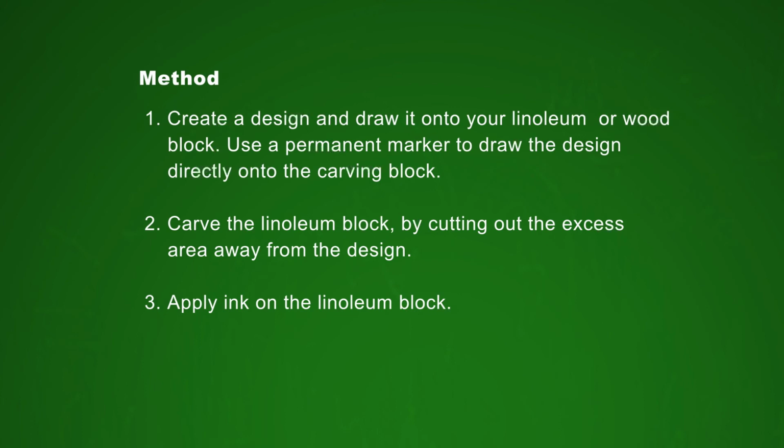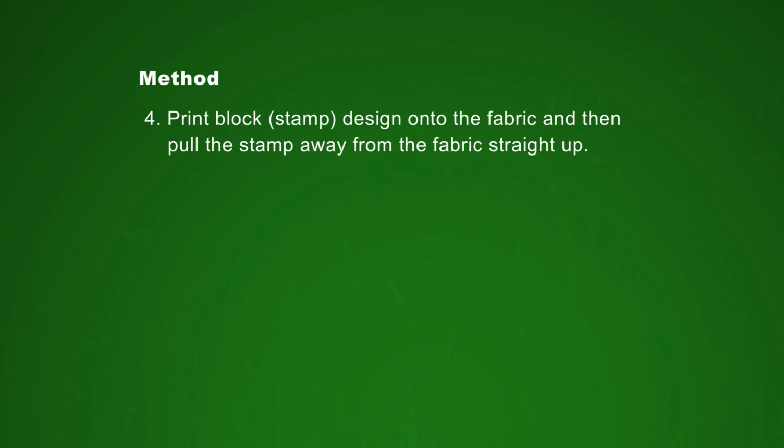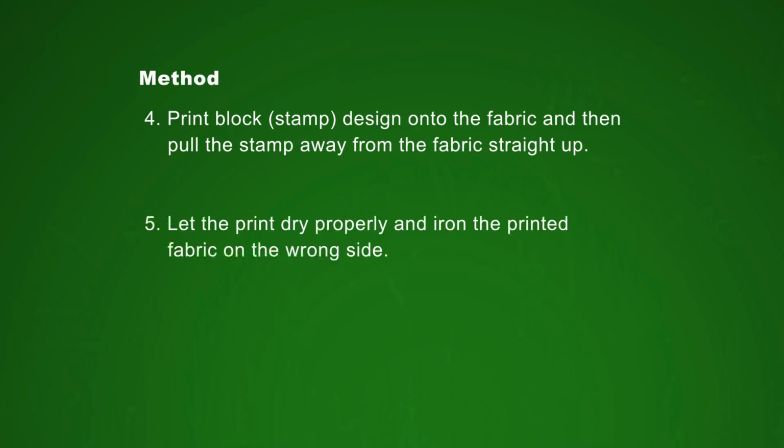3. Apply ink on the linoleum block. 4. Print block stamp design onto the fabric and then pull the stamp away from the fabric straight up. Let the print dry properly and iron the printed fabric on the wrong side. Let's look at the final products of block printing.